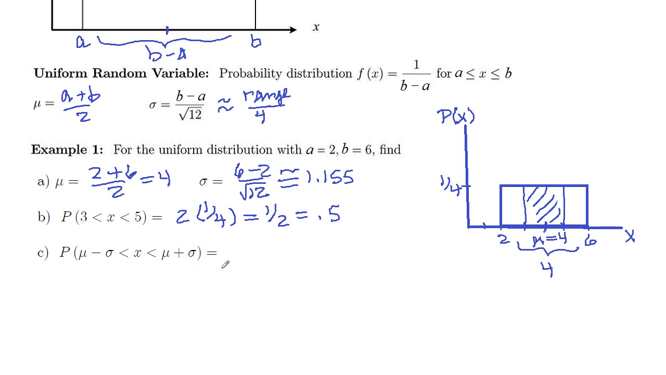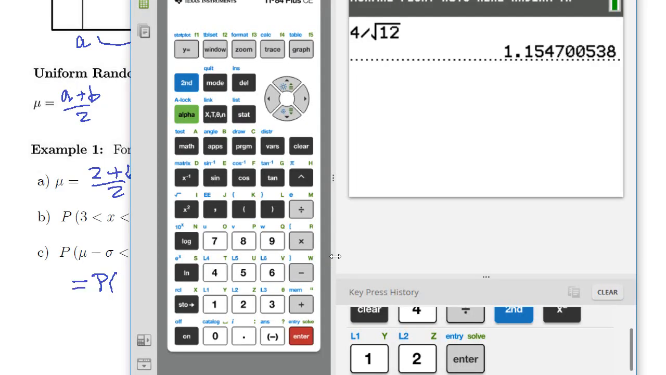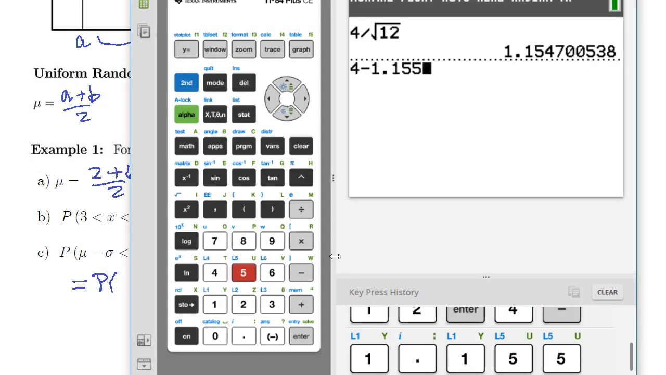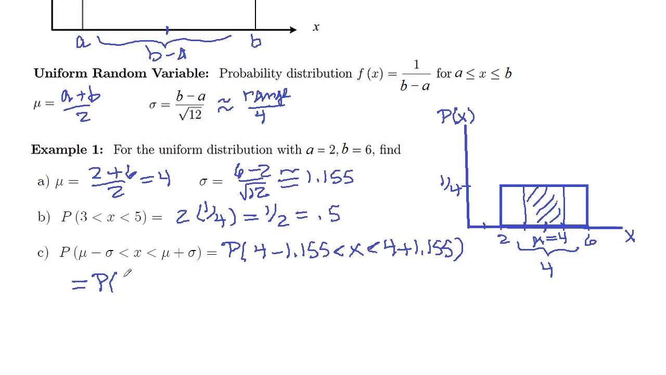Probability that we're within one standard deviation, well, we need to figure those cutoffs here. So our mean is 4, and we subtract off 1.155, and that's going to be less than x is less than that mean of 4 plus 1.155. So that's just asking what is the probability that x is between, if you subtract 4 minus 1.155 here, you will get 2.845.